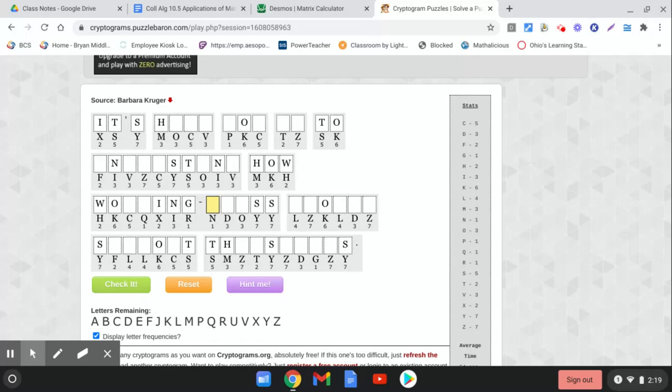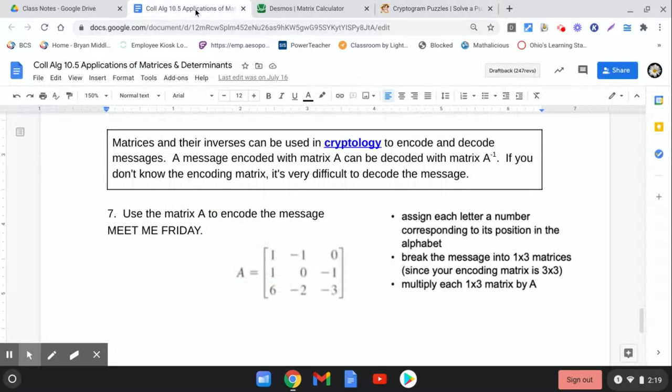So the problem with this is that every time the letter T is encoded, it's encoded to the letter S. And every time I is encoded, it's encoded to the letter X. And that makes the cipher easy to break. What we would like is something that maps different letters to different things. That would be a stronger encoding. And so matrices provide us a way to do that. So what we can do is encode with a matrix, and then we decode it with its inverse. And if you don't know the encoding matrix, it's really hard to decode the message.